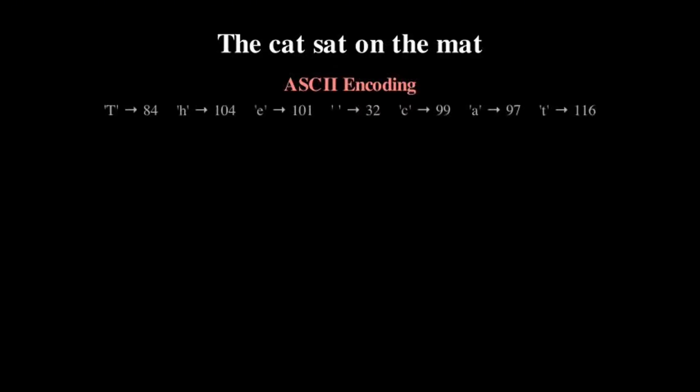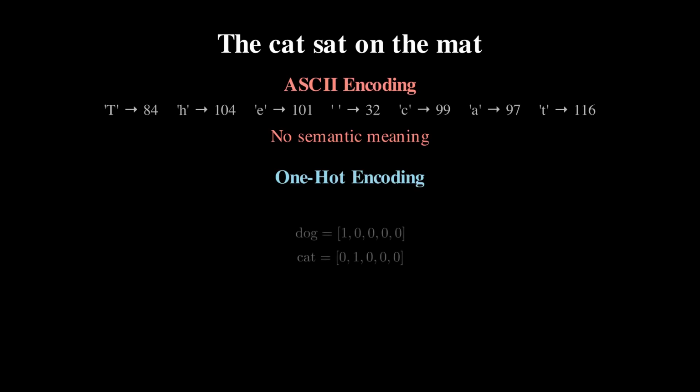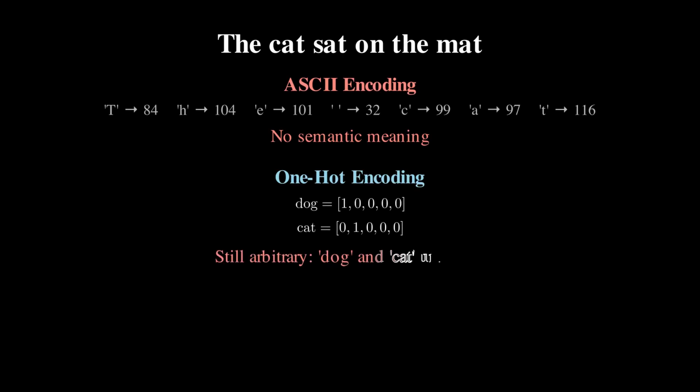But language presents a unique challenge. How do we represent words as numbers that a computer can understand? We could use ASCII encoding, where each character gets an arbitrary number, but this has no semantic meaning. Or we could use one-hot encoding for words, but again, this is arbitrary. The words dog and cat would have no meaningful relationship in this representation.